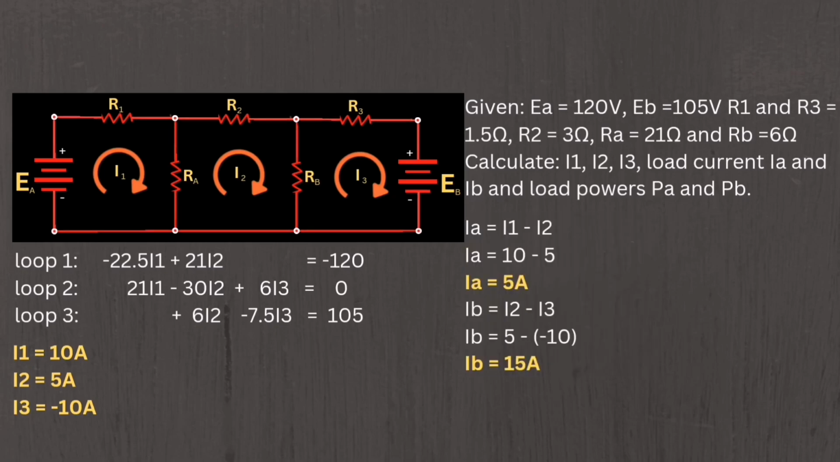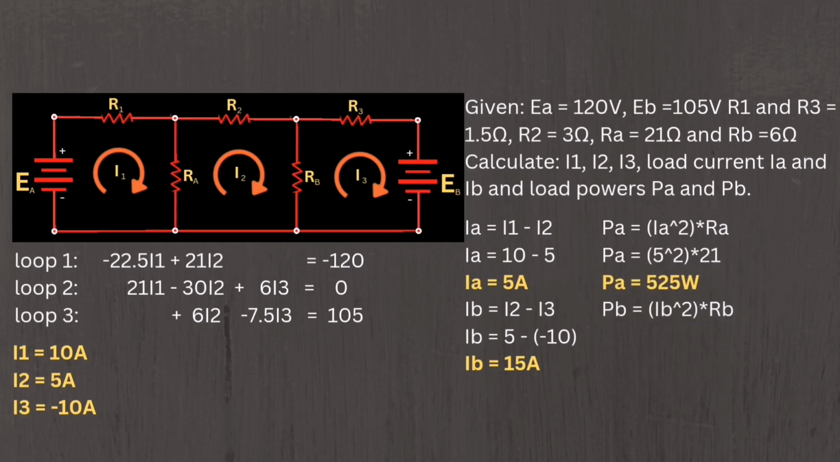So P sub A equals IA squared times R sub A. P sub A equals 5 squared times 21, which is equal to 525 watts. For P sub B equals IB squared times R sub B. P sub B equals 15 squared times 6, which is equal to 1350 watts.